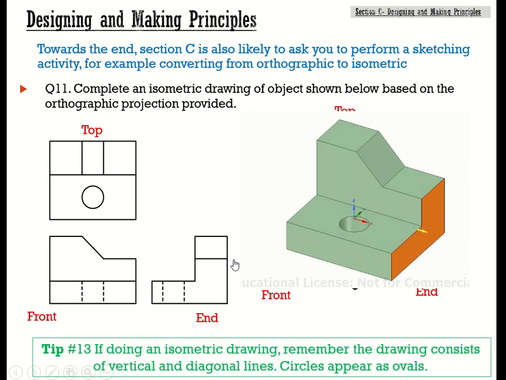So tip number 13, if doing an isometric drawing, remember the drawing consists of vertical and diagonal lines only, and any circles, as you can see here, would appear like an oval.